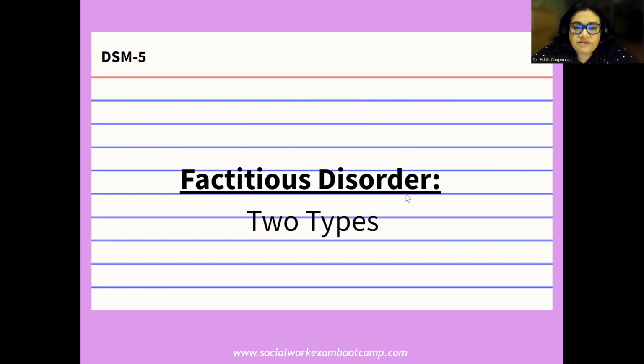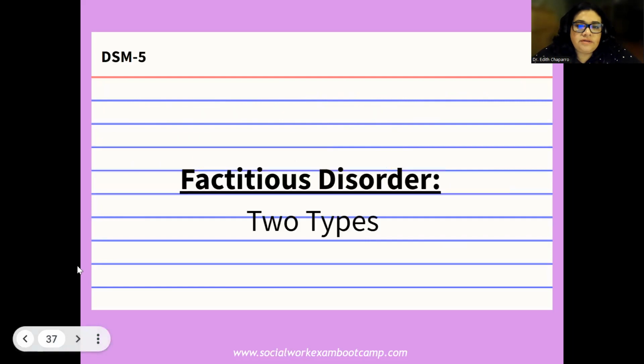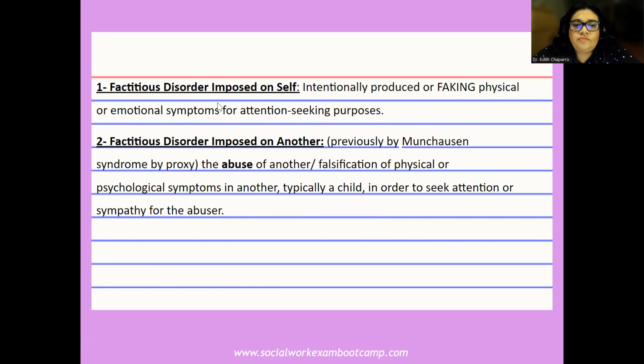So here are some factitious disorders. There's actually two types. And you can even make a flashcard just for this definition. You could put on one side, factitious disorder imposed on self, and then on the other side, you could write intentionally produce or faking physical or emotional symptoms for attention-seeking purposes. So you can do that, or you can do it like I did. You could just put, there are two types of factitious disorders. What are they? And then you have to say one is factitious disorder imposed on self.